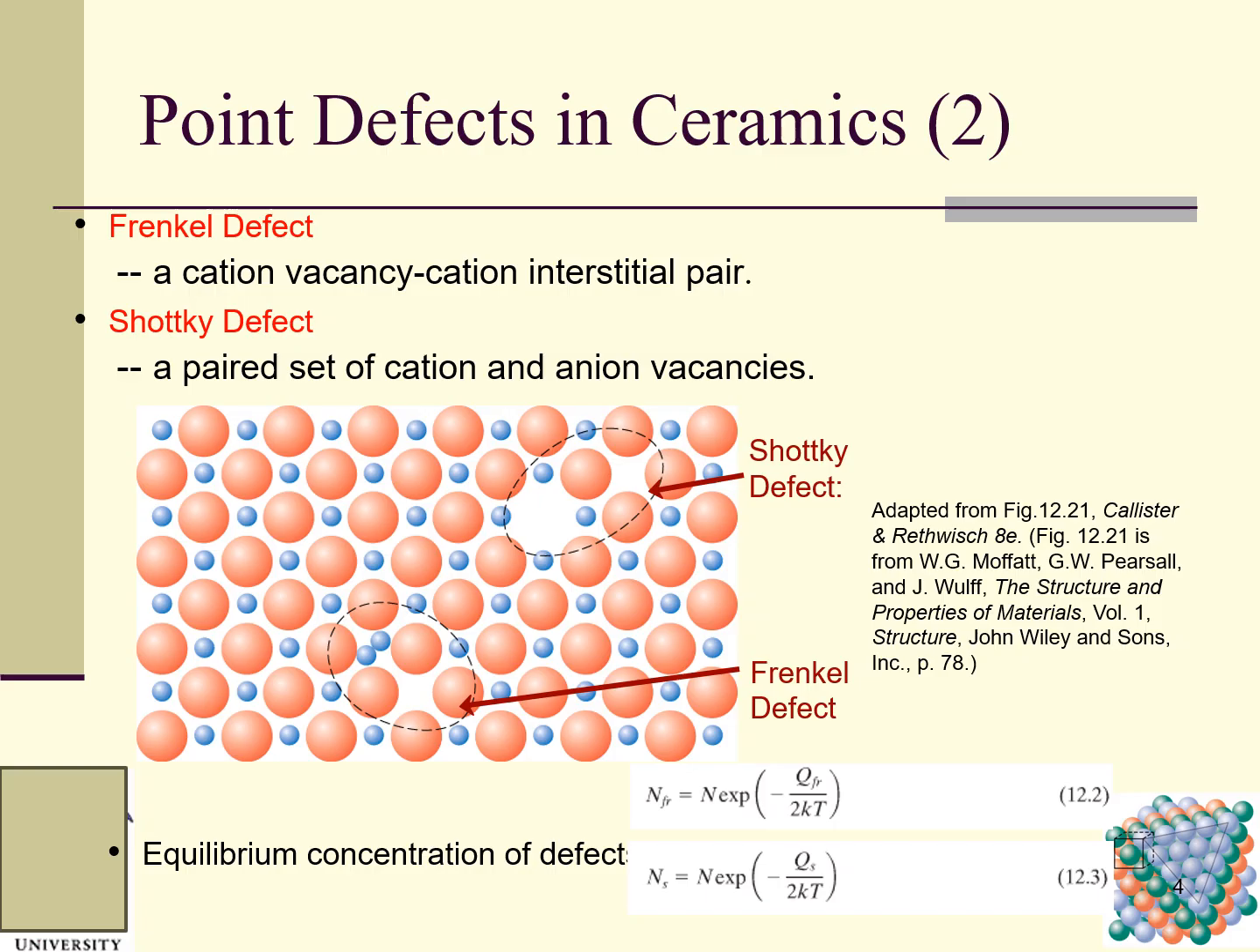All right. So here is the equilibrium concentration of defects, and we use this equation to calculate the equilibrium concentration of the Frenkel defect and the Schottky defect. We use this equation, and T is the absolute temperature, and the unit is Kelvin. Any questions regarding this slide?